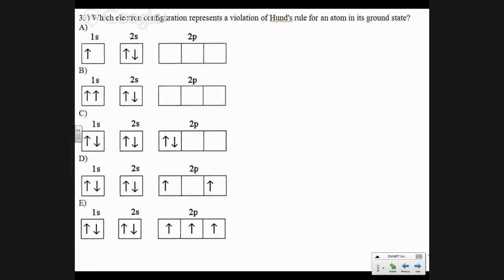All right, 33. Which electron configuration is a violation of Hund's rule for an atom in the ground state? So remember, Hund's rule is everybody gets one before anybody gets two. All right, this is an excited state. Mr. Donahue, how did you know? Because if you had only 3 electrons, you should have the 1s full, but you promoted one of those electrons to the 2s, so it went up in energy level. That's fine, it's just not the ground state.